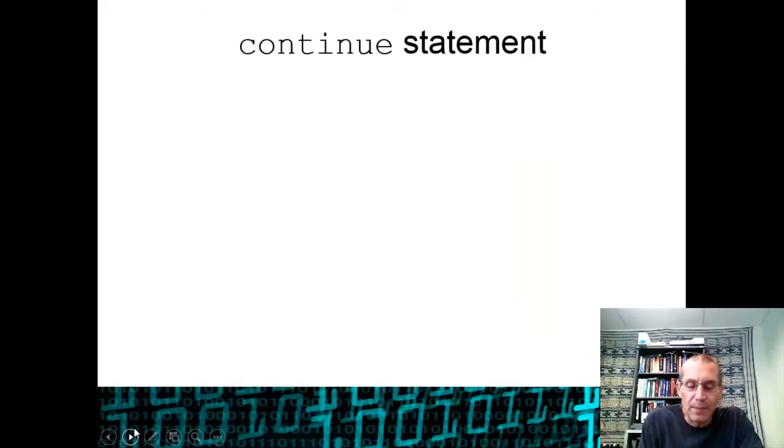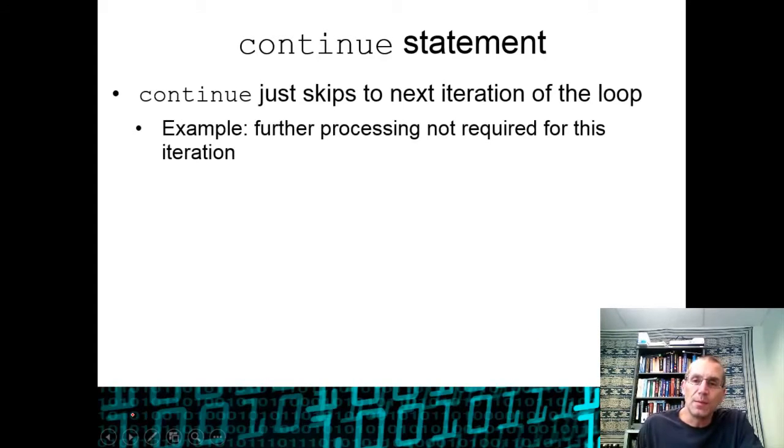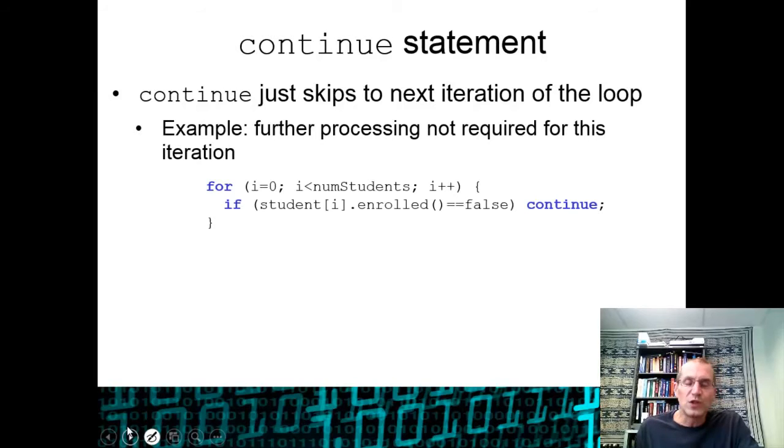Let's look at the continue statement. It's a little bit different. It also leaves a loop early, but what it does is it skips a step of the loop instead of ending the loop completely. And so it just skips the rest of this iteration of the loop. An example of this would be if no further processing is required just for this particular iteration. We don't want to end the loop, we just want to skip this.